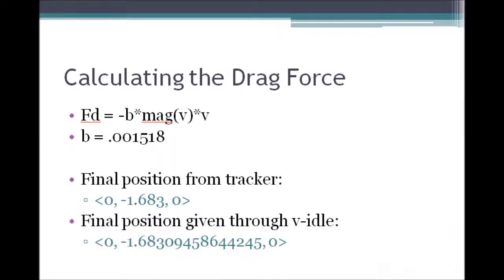I calculated the b constant by simple trial and error. I had to insert different values until I calculated the final position matching the actual final position. My b value that I found was b equals 0.001518, and the final position from VIDLE was 0, negative 1.683, 0, which matched the final position in Tracker from the experiment. Then, with this constant, we're able to calculate the drag force.